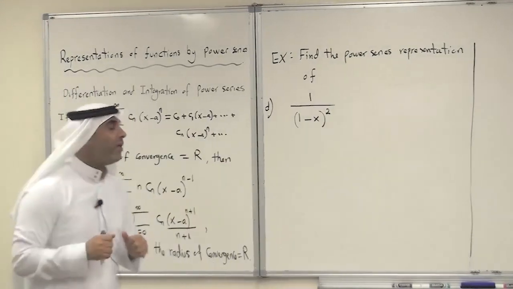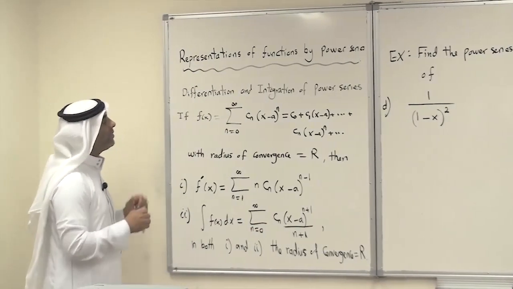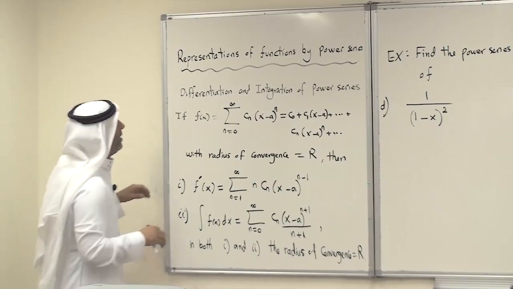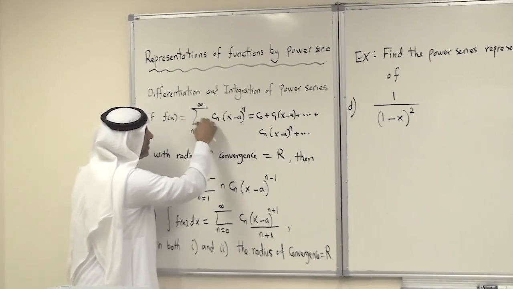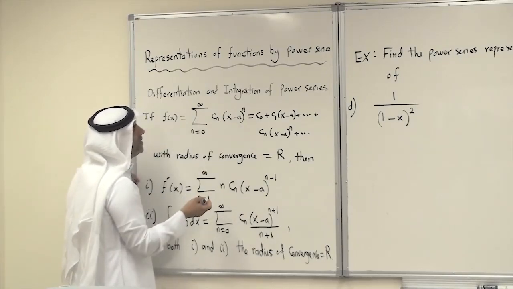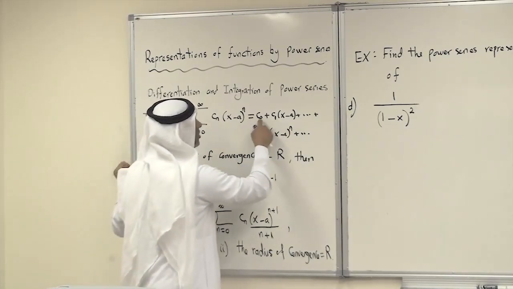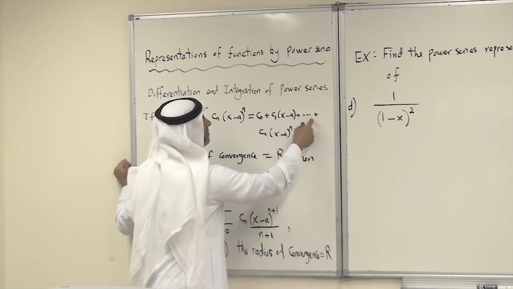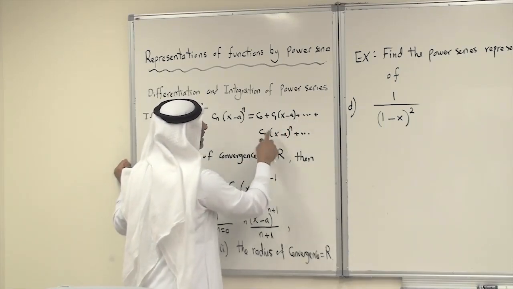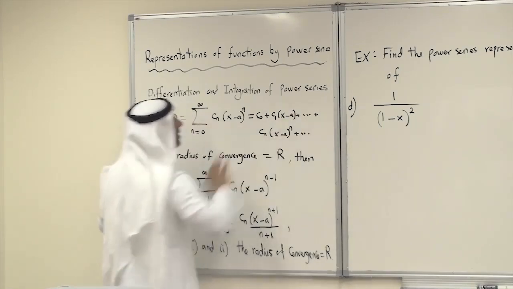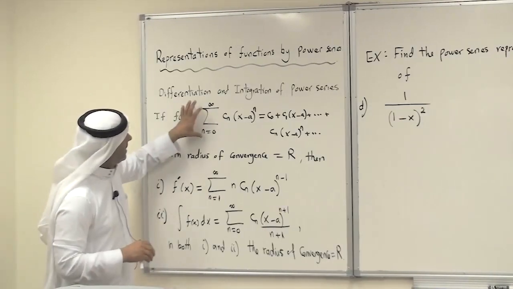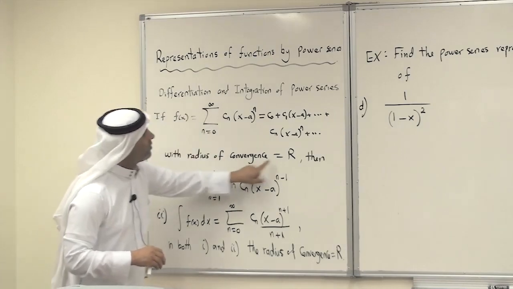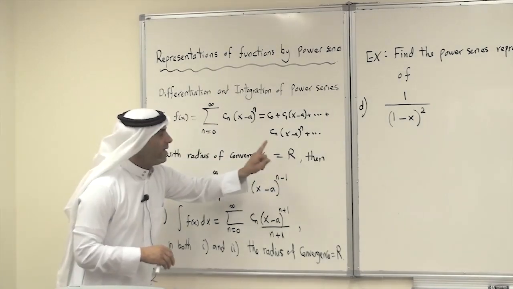Okay, let us see now how to differentiate and integrate power series. Assume we have a function that can be represented by a power series. You know, this is the form of a power series. Expanding some terms, we have c0 plus c1 (x minus a) plus the nth term here, cn (x minus a) to the power n, plus this is up to infinity. Now, assuming also that this series is convergent with a radius of convergence equal to r, then we have two interesting things here.